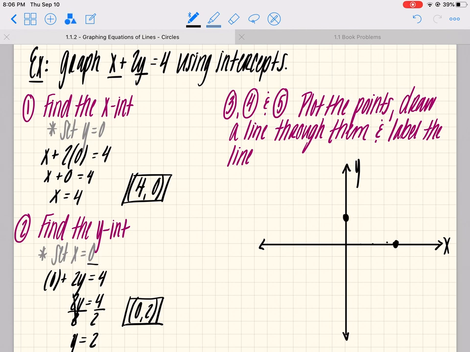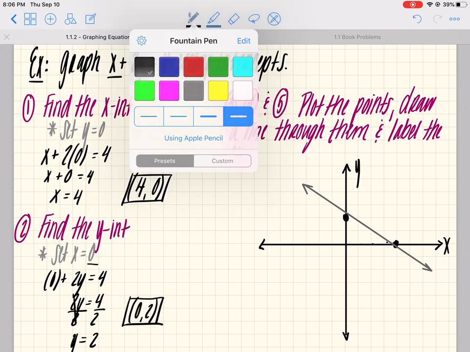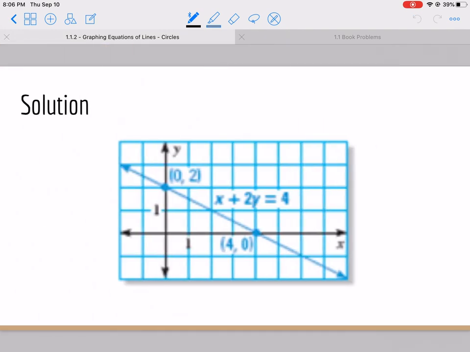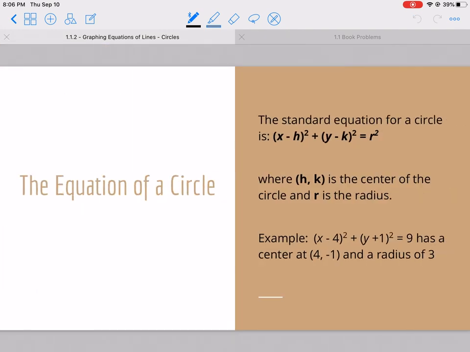Then we will draw a line between them. Oh, that's a little bit off. There we go. Okay, it's a little bit better. And voila, there is our line. So this is a little bit easier than having to go through the process of creating a full table because the x and y intercepts will give us 2 points and all you need to draw a line are 2 points. Okay, there again are the answers.